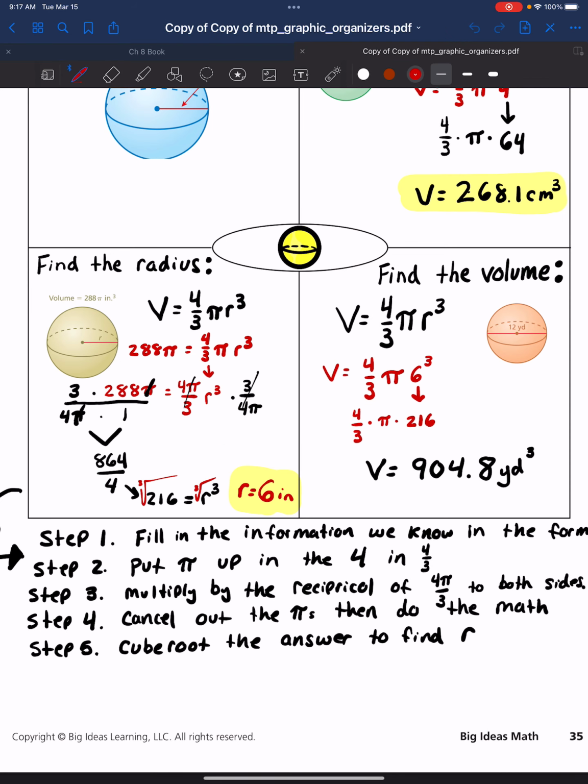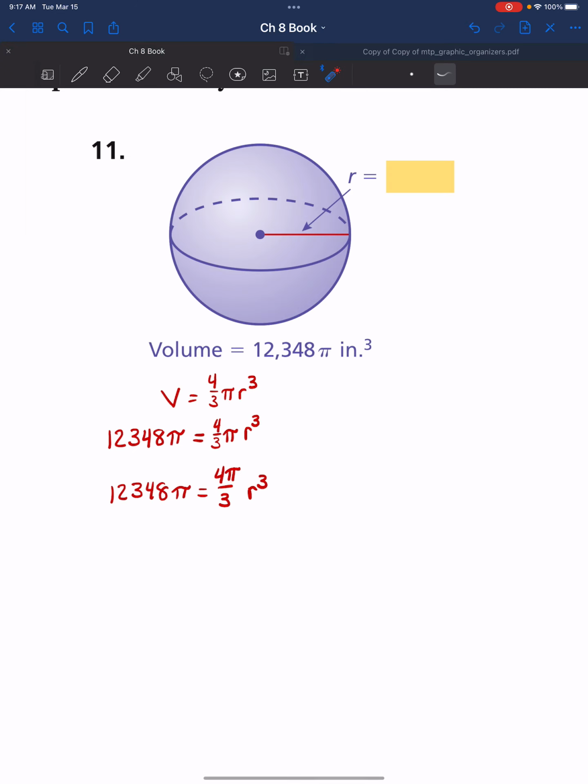Once I put that pi up there, now I can multiply by the reciprocal of 4 pi thirds to both sides to get rid of it. The reciprocal of 4 pi thirds is 3/4 pi. I'm going to multiply that to both sides. That would get this 4 pi thirds, this one to cancel out. Okay, they're gone. That's great. R cubed is left. Now let's look over here.